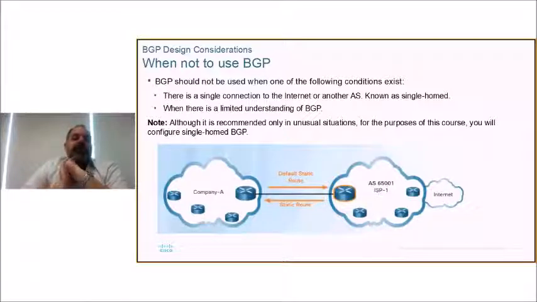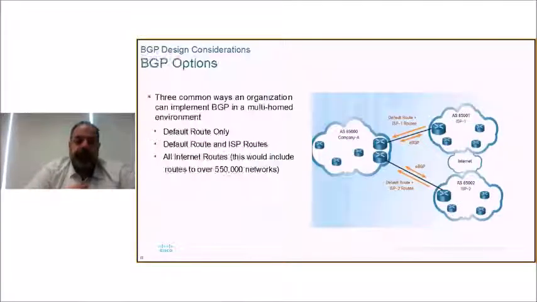So BGP should not be used when one of the following conditions exists. There is a single connection to the internet, or another AS, known as single-homed, or where there is a limited understanding of BGP. Although it's not recommended, it is recommended only in unusual situations. For the purposes of this course, we're going to have single-homed BGP. But normally, the whole point of BGP is you can become a link in the internet, basically. So you start advertising your networks to the rest of the world. That's wonderful. But also other people in the rest of the world are going to start using your links to get traffic from A to B.